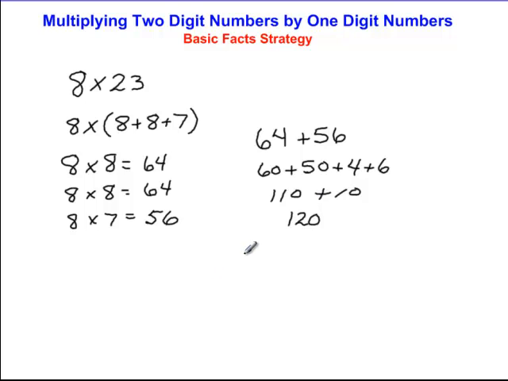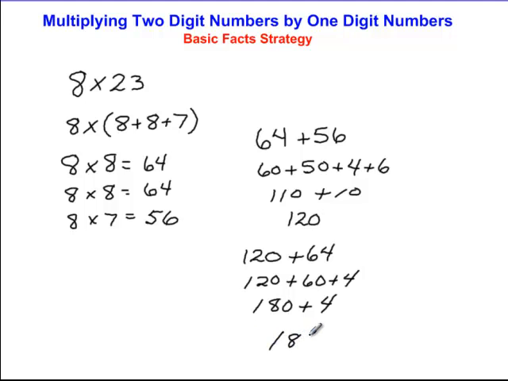To arrive at the final answer, I can take 120, which is a friendly number since it's a multiple of 10, and add it to the final 64, like this: 120 plus 60 plus 4, or 120 plus 60, which equals 180, plus 4, which equals 184. So the product of 8 times 23 is 184.